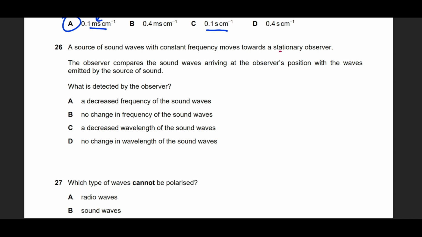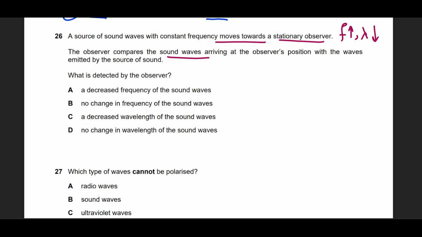Constant frequency, stationary observer. The observer compares the sound arriving. So it is moving towards. According to the Doppler effect, the frequency should increase and the lambda should decrease in comparison to the original actual sound wave. What is detected by the observer? No change in frequency, that is impossible. No change in wavelength, that is impossible.